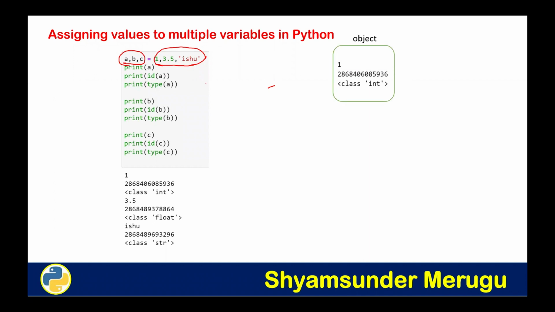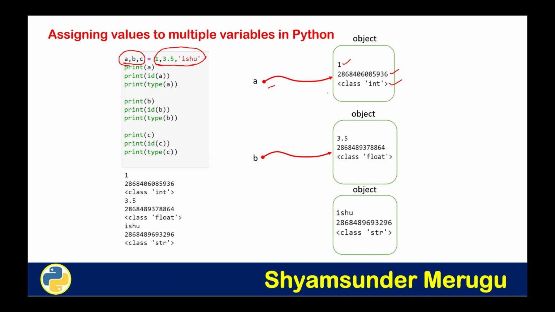Immediately, an object will be created for A, and it holds the value 1 and the ID and the type of the value that is assigned to the variable. So immediately this object is referenced by A. Now another object will be created and it stores the float value 3.5 and the ID and type of that value, and it will be assigned to the variable B. And later one more object will be created and also it stores important information with it, and it will be assigned to the variable C.